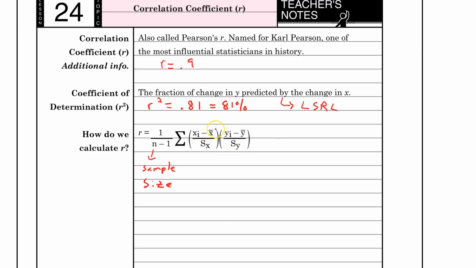Note x bar and y bar, these are sample means. That is the mean of the x and the mean of the y. This S sub x is the standard deviation. You can use the calculator to compute the standard deviation. Standard deviation is a measure of spread. You can think of it as a typical distance from the mean.